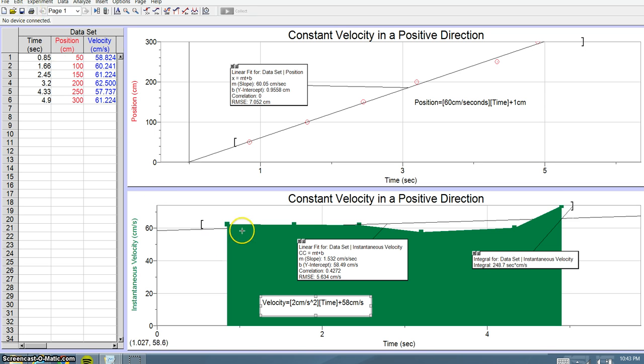And so if you look at the area underneath this graph, I found the displacement, and the displacement is approximately 249 centimeters.